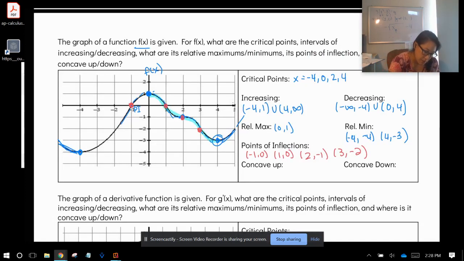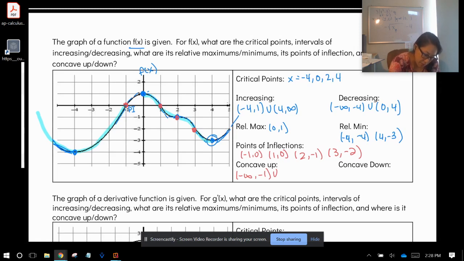So we start from -infinity to our point of inflection as being concave up, -infinity to -1. And then I move to being concave down from -1 to 1. So from -1 to 1. And then I move back to concave up between 1 and 2. And then I am concave down between 2 and 3. And then from 3 to 4 and beyond, I am concave up.